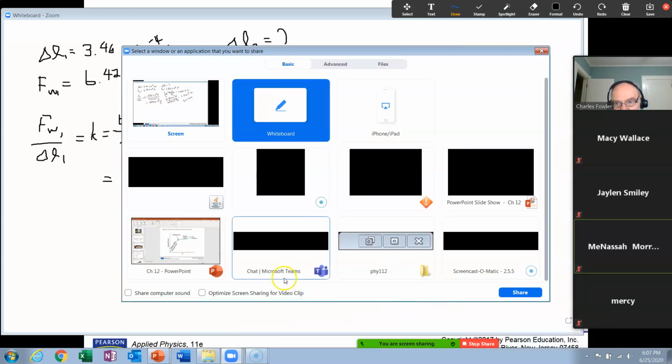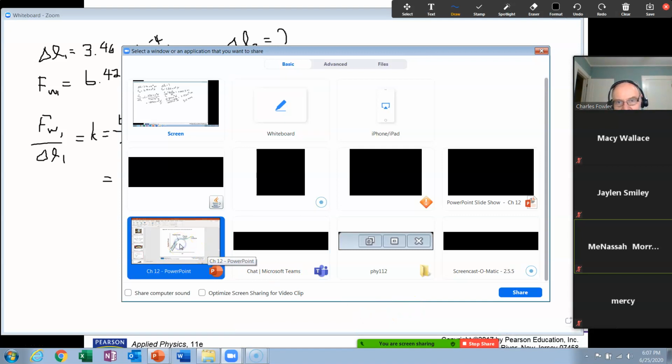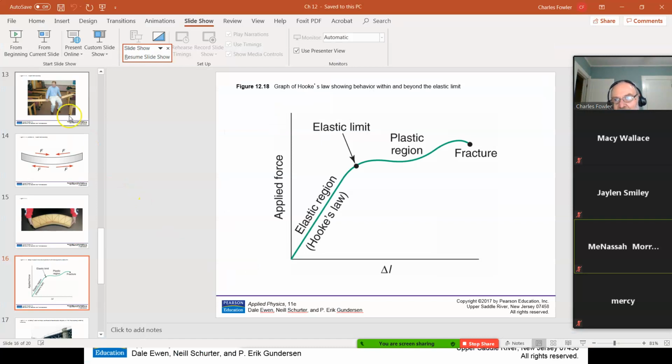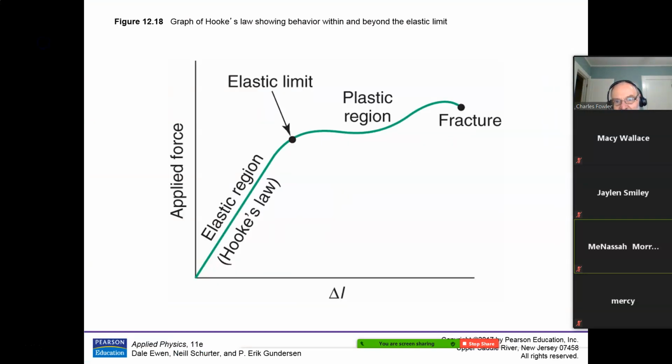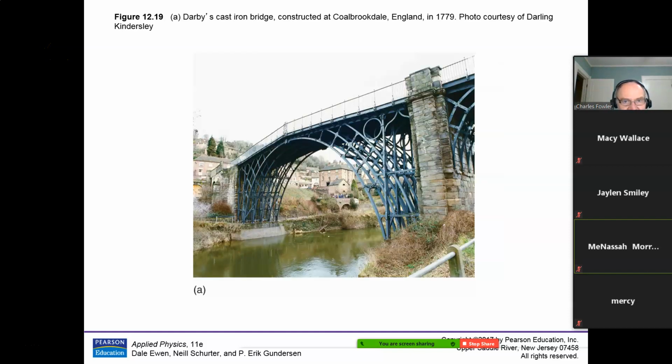Let me get the PowerPoint back. Last time it kicked me out of everything. Oh, this time it did better. And we'll move from current slide. That is our current slide. Okay. Let's see if there's anything in here.